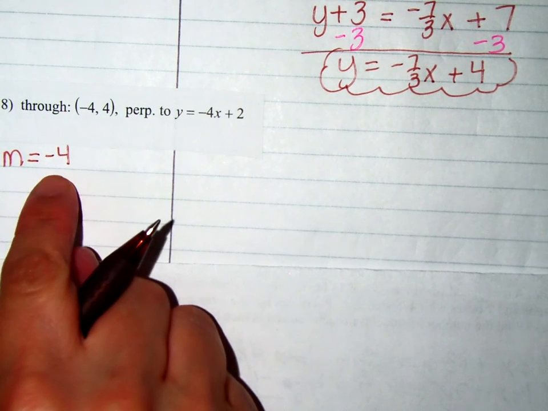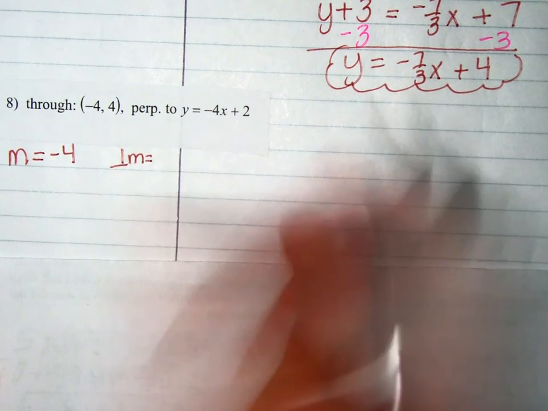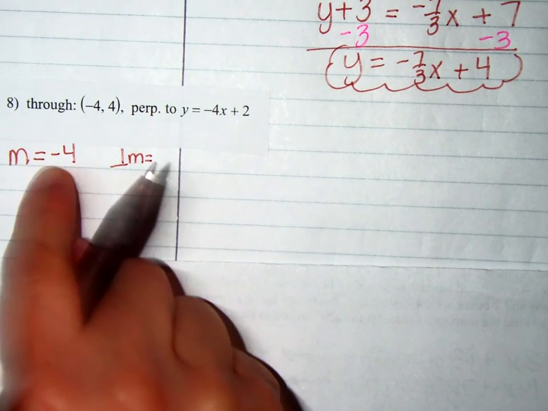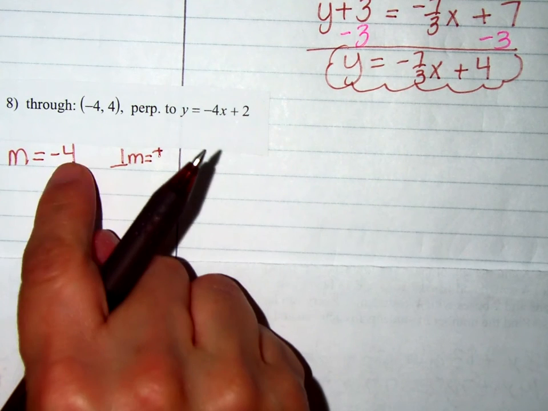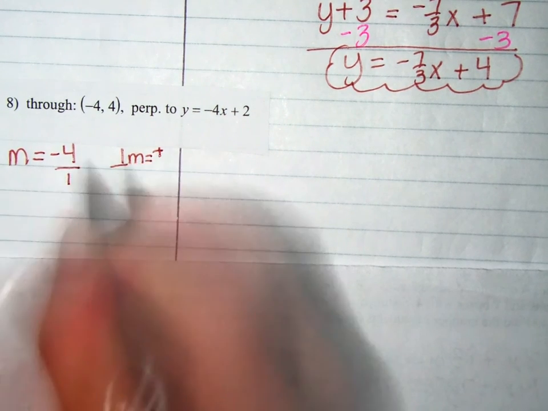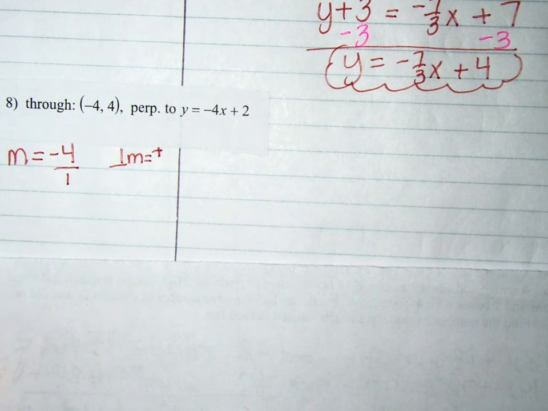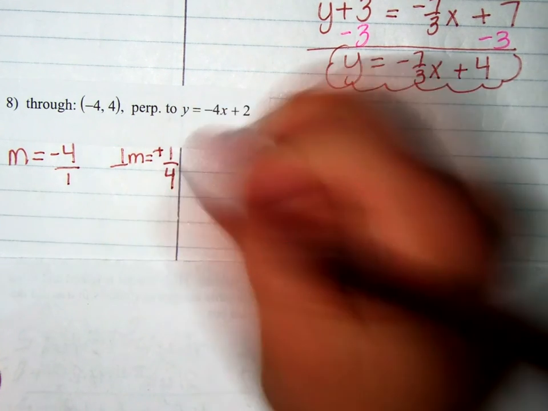However, I don't want this one. I want the perpendicular slope. So if this one's negative, that means this one's going to be positive. This is just a whole number, so I have to make it a fraction in order to understand what it is to make a reciprocal. So remember, I'm flipping this fraction. So instead of seeing 4 over 1, I'm going to see 1 over 4.